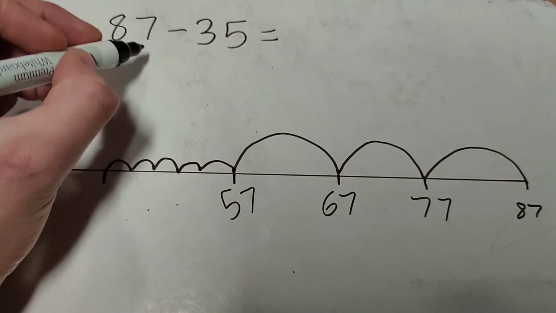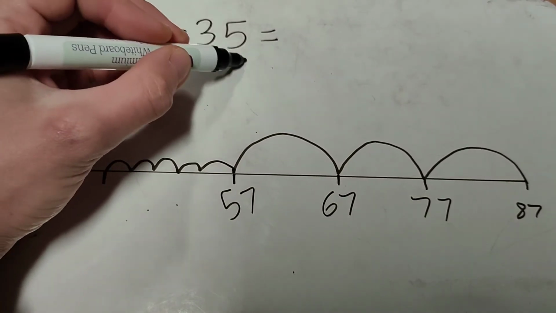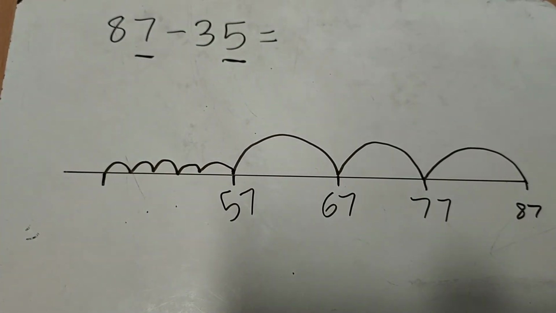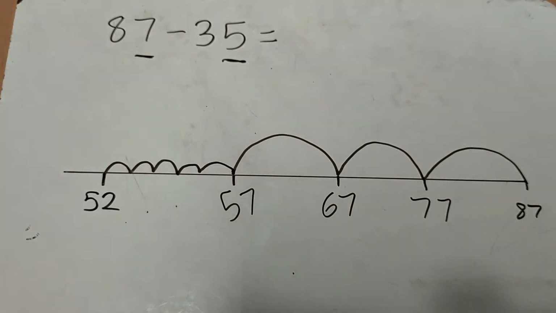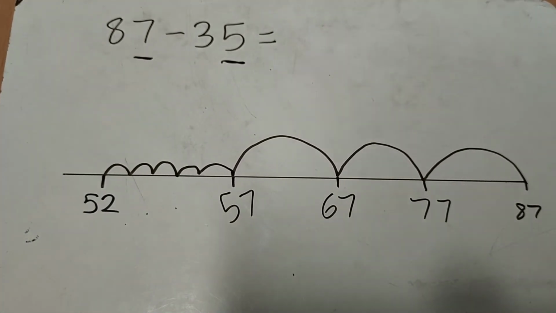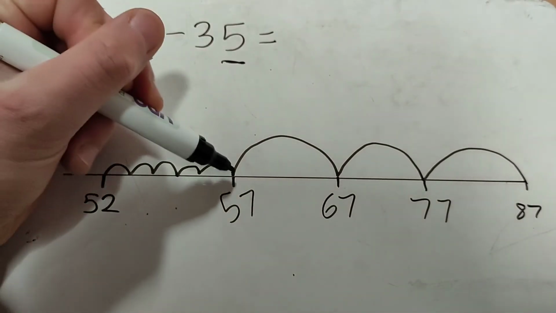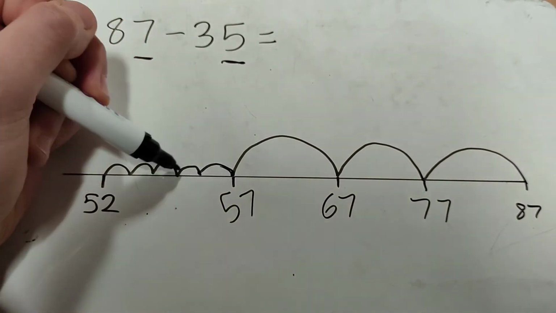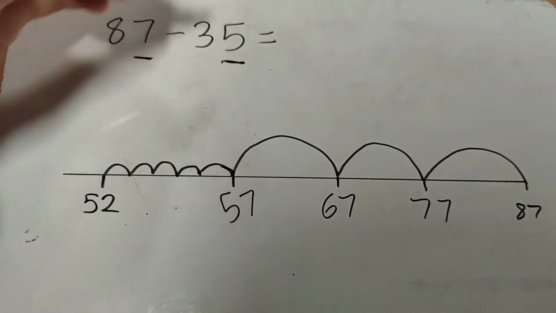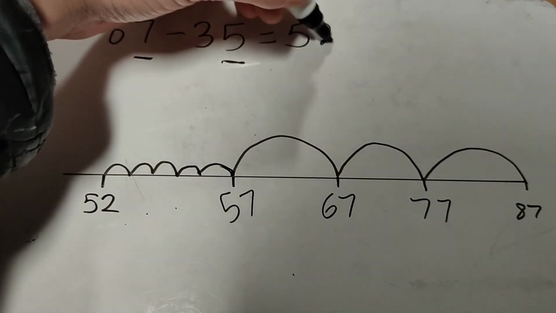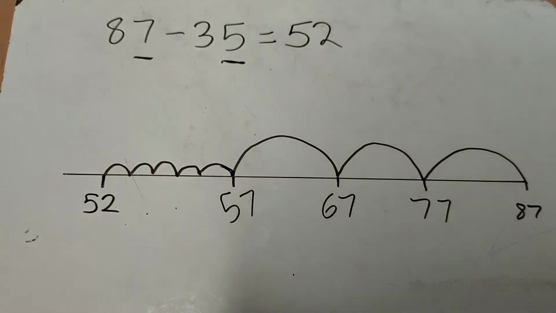Now using our knowledge of number bonds to 10, I know that 7 add 5 is 2. Easy. So I can just write 52 here. If I wasn't sure, I could always try and count backwards to help me. So I'd go 56, 55, 54, 53, 52. And so our answer is 52. I'm just going to rub that out.